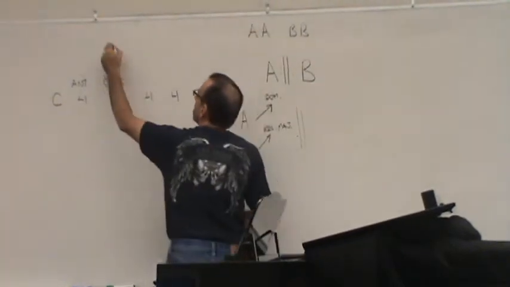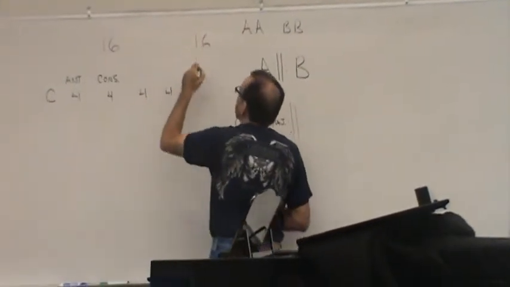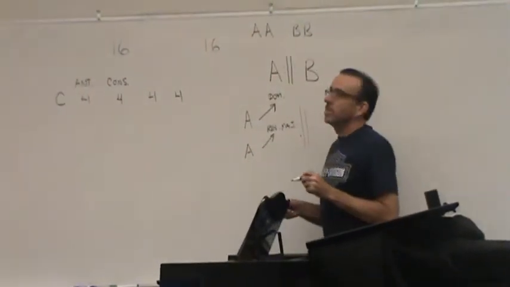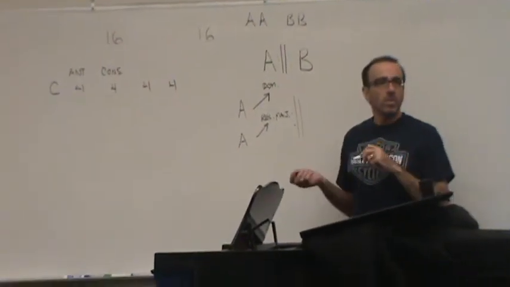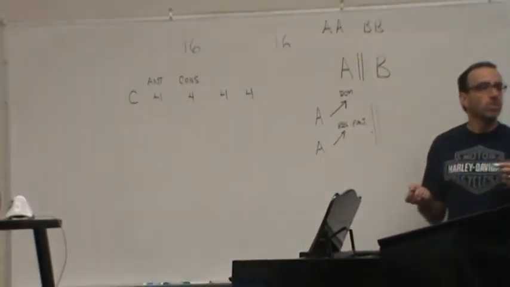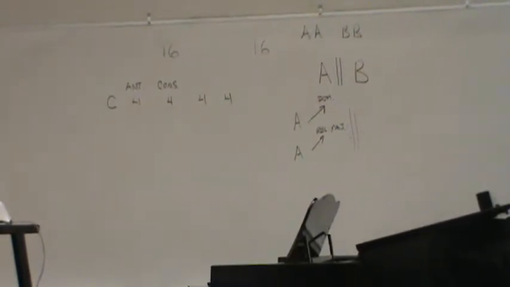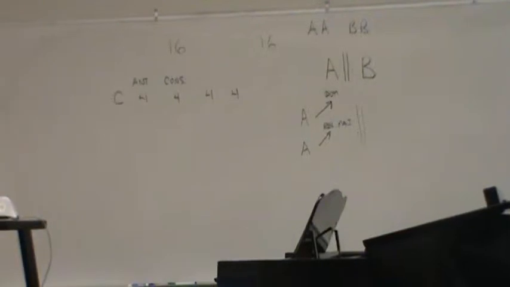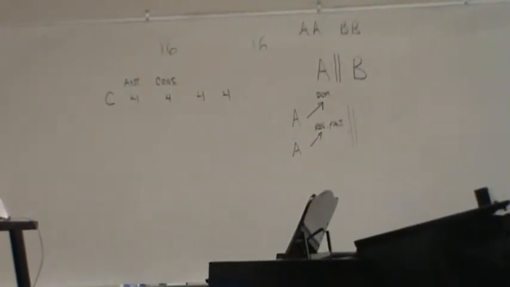Because it's going to be 16 and 16. Your A section is going to be 16 measures long, and your B section is going to be 16, for a total of 32 measures. Again, thereabouts. If you really, really just had to have a little 2-measure coda on the end, that's okay.